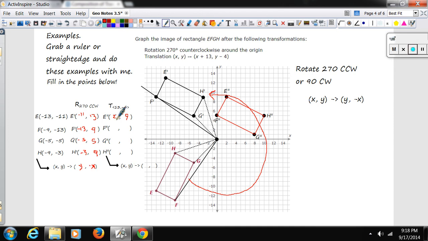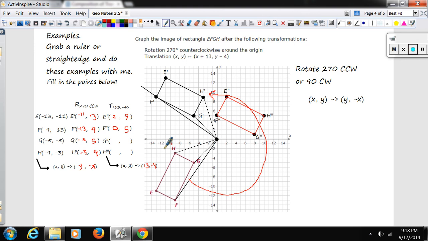Okay, this rule, let's see what we did here. So we translated, so we added 13 and we went down 4. So that's just 13 and negative 4. That's our translation. Over 13, down 4. So if you add 13, you're going to get 2. If you went down 4, you're going to get 9. If I add 13 here, I'm going to get 0. If I go down 4, I'm going to get 5. So 0, 5 should be a point. 0, 5. Boom, there it is.